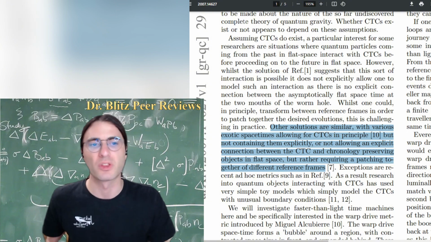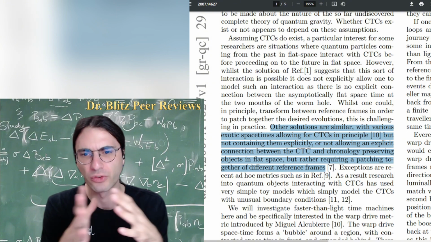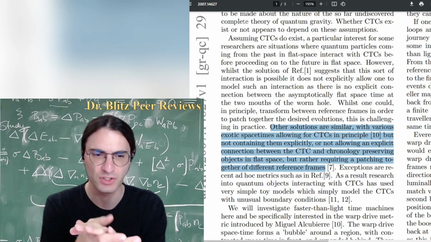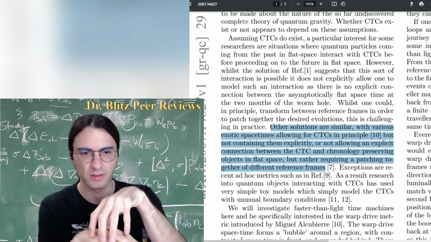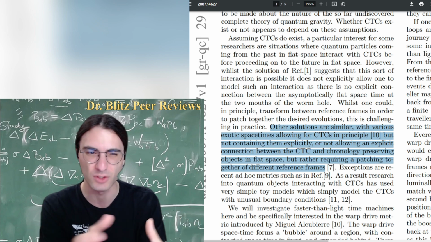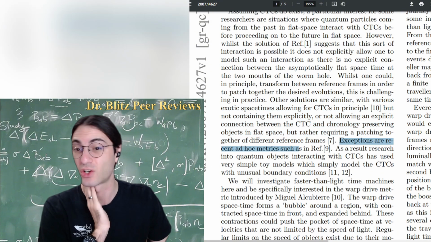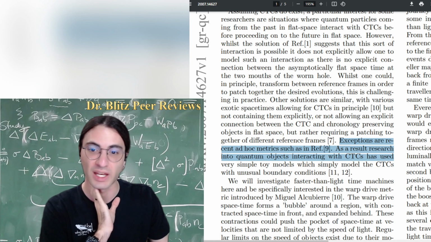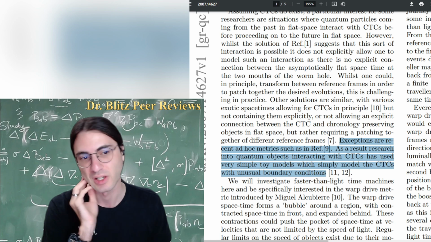So the idea is that nobody's really working with a full solution of gravity that has closed time-like curves. Rather, they're just saying, we're just going to put a closed time-like curve solution in, and we're just going to glue it to regular spacetime. But that's not really a clean way of doing it, and it might not even be a correct way of doing it. So they say exceptions are certain ad hoc metrics. As a result, research into quantum objects interacting with CTCs has used very simple toy models, which simply model the CTCs with unusual boundary conditions. Okay, fine.